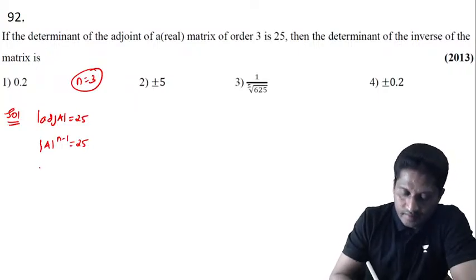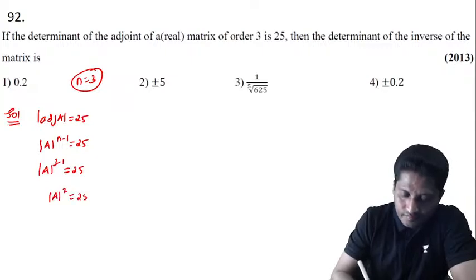Now this is determinant A to the power n minus 1, n is equal to 3, so 3 minus 1 is equal to 25. Determinant A square is 25. Determinant of A is equal to plus minus 5.